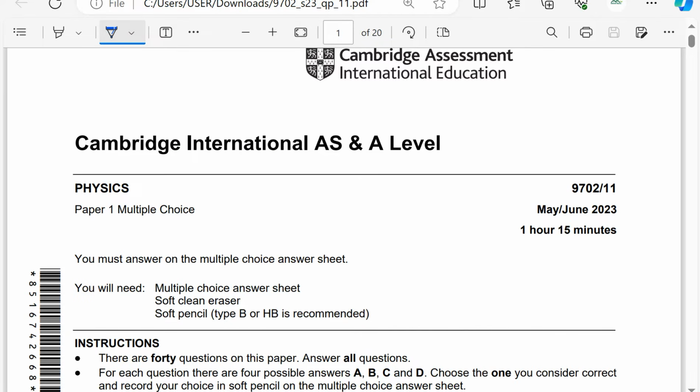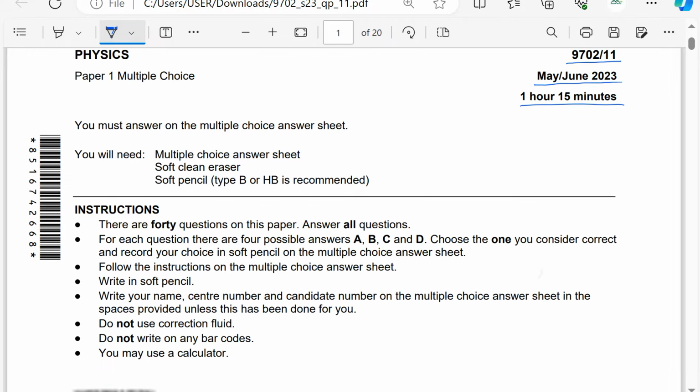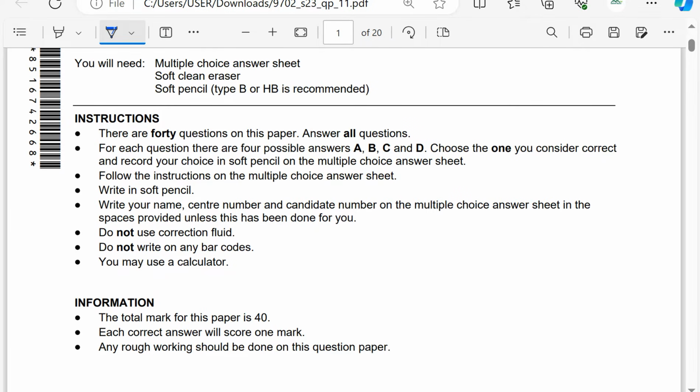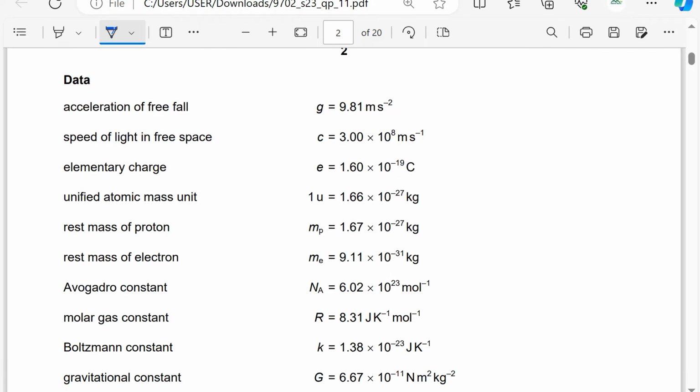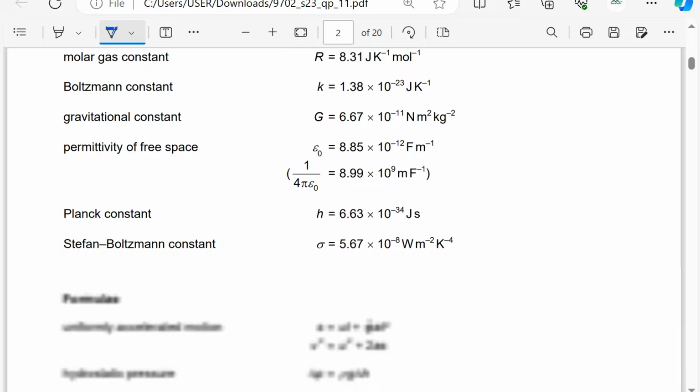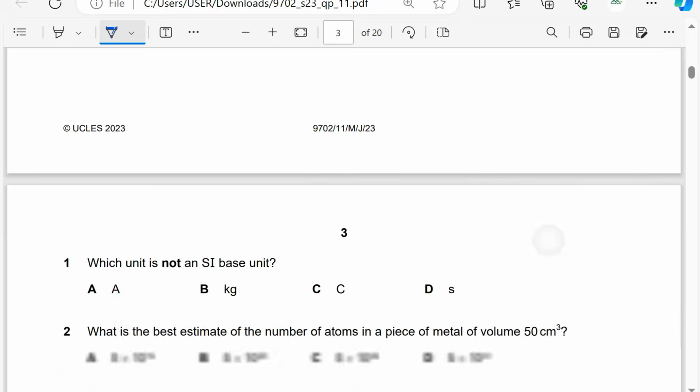Okay. So this is Cambridge International AS and A-Level Physics multiple choice questions. It's 9702/11. This is May, June 2023. The paper is 1 hour and 15 minutes. I will try to use 1 hour and 15 minutes. So I will not go through the instructions, but this paper carries 40 marks. So we are used to the data, we are used to the formula.